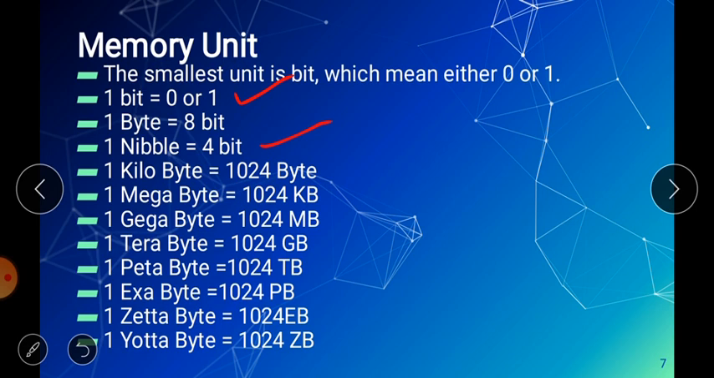Next, the important term is byte. What is a byte? A byte is a collection of 8 bits. When 8 bits are together, it is called a byte. In a similar way, a kilobyte is a collection of 1024 bytes. A megabyte is a collection of 1024 kilobytes. This is in sequence, so you can learn it. There is no new term. You have already studied the terms MB and GB. These are the memory units that you can use in your daily life.